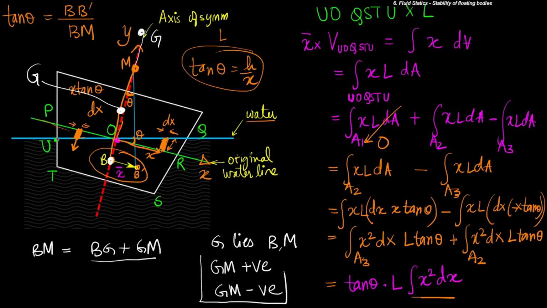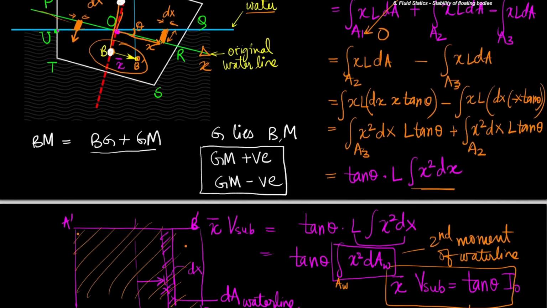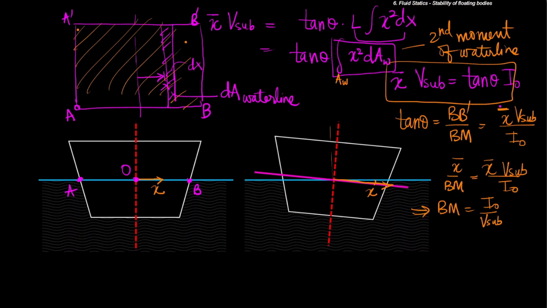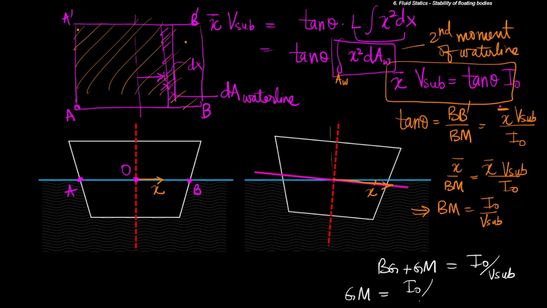So it will ultimately boil down to us trying to find out just a small fact, whether Gm is positive or Gm is negative. So Bm is Bg plus Gm, and this is equal to I naught upon V submerged, and this gives us an expression for Gm as I naught upon V submerged minus Bg. So now if Gm is positive, the configuration will be stable. If Gm comes out to be negative, the configuration is unstable.